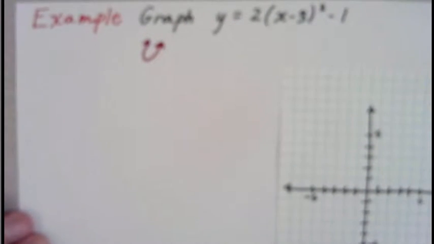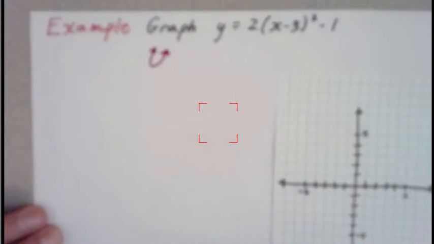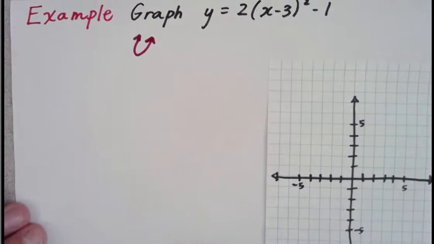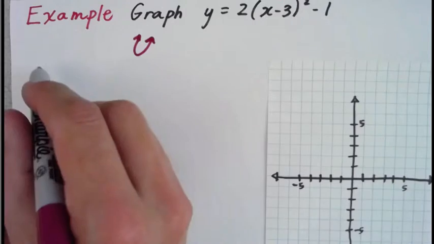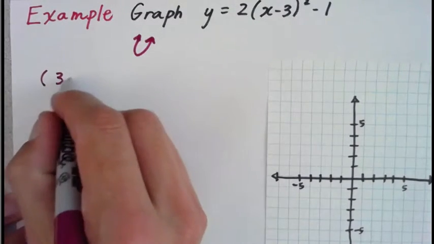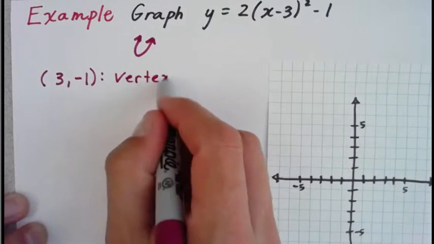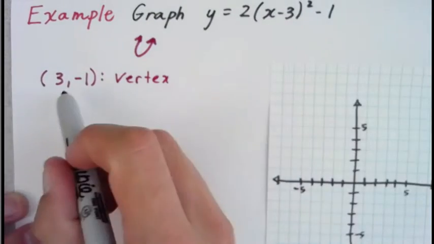Now here's what we're going to do. There we go, we got our focus back, sorry. Our a value is 2, so our vertex is going to be 3, comma negative 1. That's our vertex. Notice how the sign is subtraction, so it's 3, negative 1.